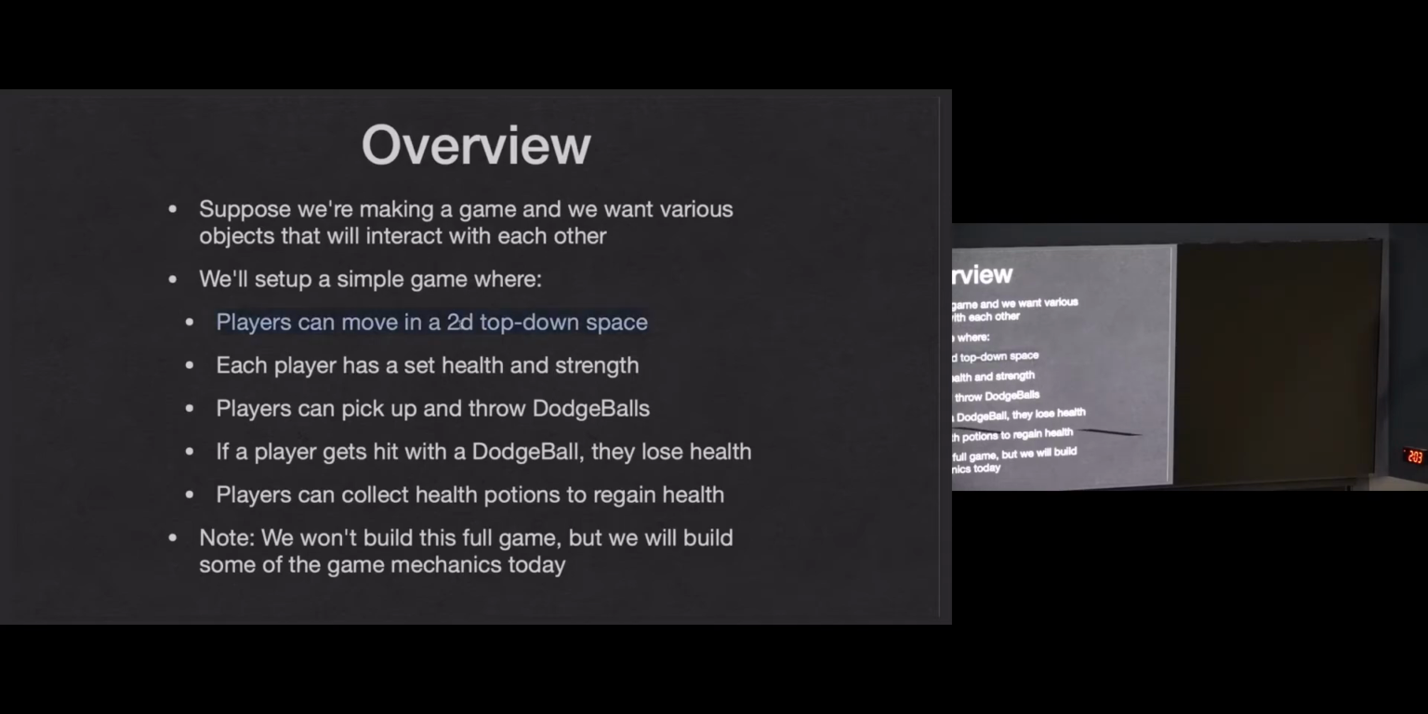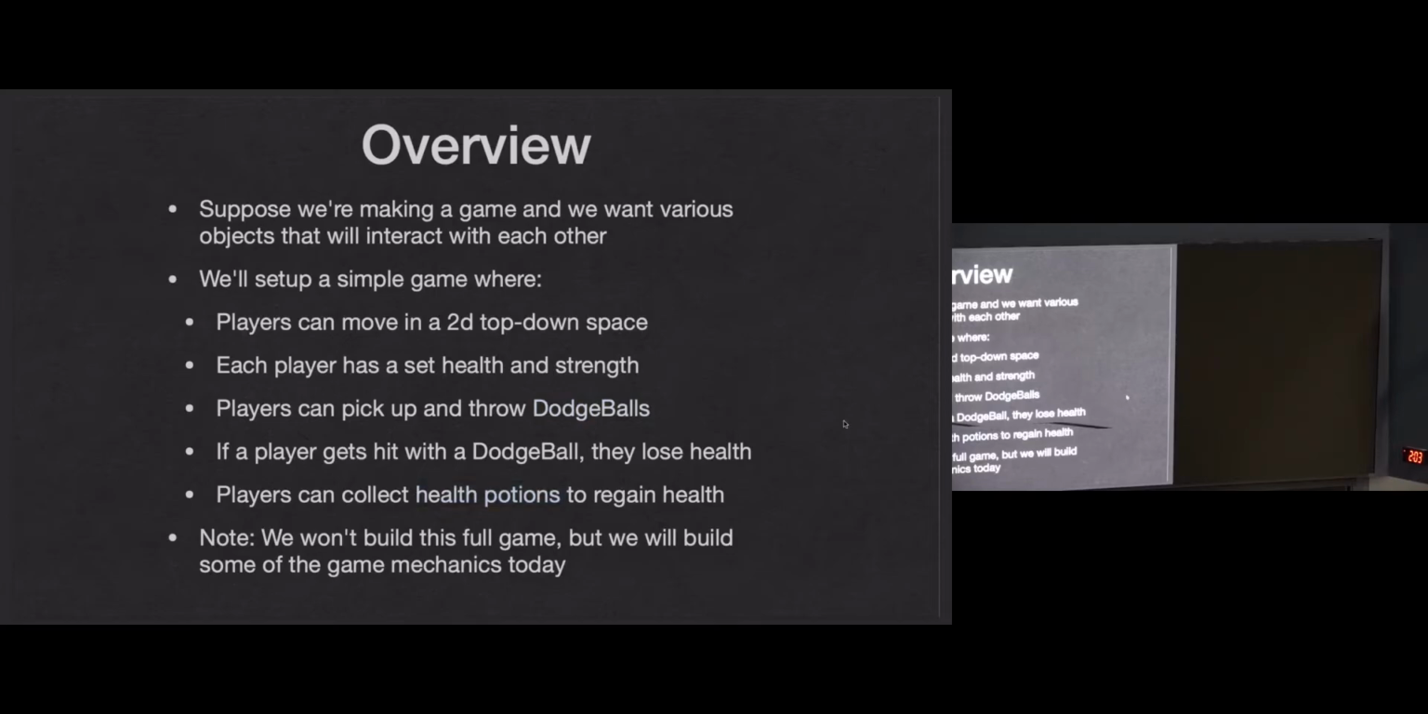So this game is going to be a 2D top-down view. The player is going to have an overhead view of a 2D space. There's going to be players that can move around in the game. They're going to have health and strength attributes. And there are going to be two different object types the player can interact with: dodgeballs and health potions.